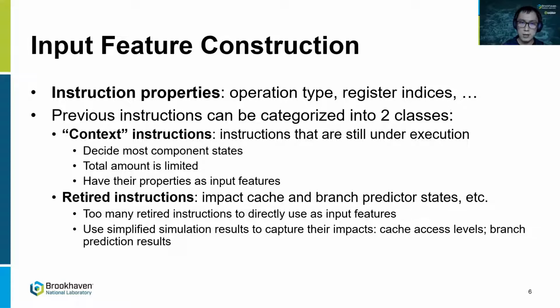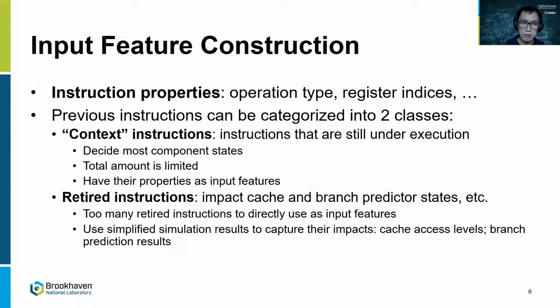We further categorize them into two classes. One is called context instructions here, which include instructions that are still under execution. These instructions decide most architecture component states, like the function unit and fetch unit we showed before. And the total number of context instructions is limited. Usually it's a couple hundred in modern processors. So we directly use these context instructions as input features.